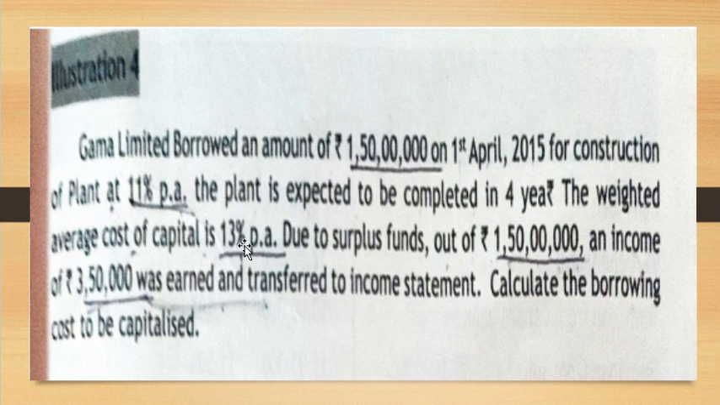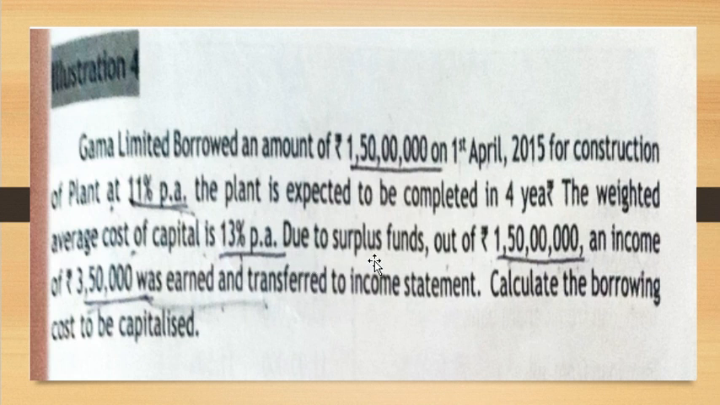Capitalization based on the weighted average cost is effective when a general loan is taken and that loan amount is used for developing a qualifying asset. Then the weighted average cost of capital percentage will be used to find the exact borrowing cost to capitalize from those general borrowings. So in this problem, we will check whether we are supposed to use this percentage or the specific loan interest rate.